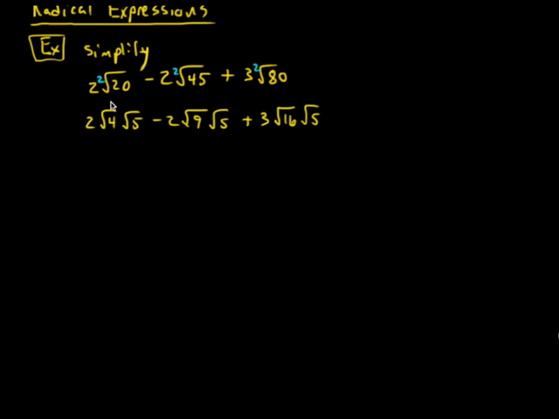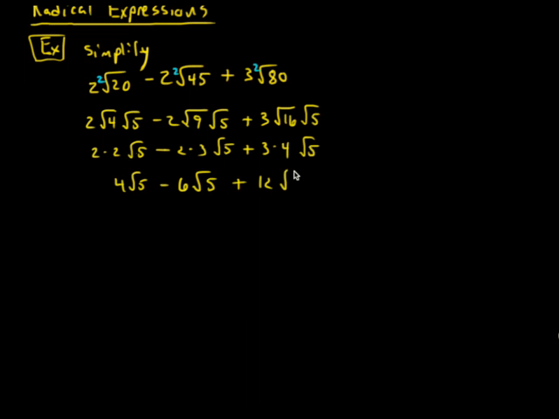So let's simplify these. The square root of 4 is 2. I'll write this out. 2 times the square root of 5 minus 2 times 3 times the square root of 5 plus 3 times 4 times the square root of 5. So now I just simplify. 4 rad 5 minus 6 rad 5 plus 12 rad 5.